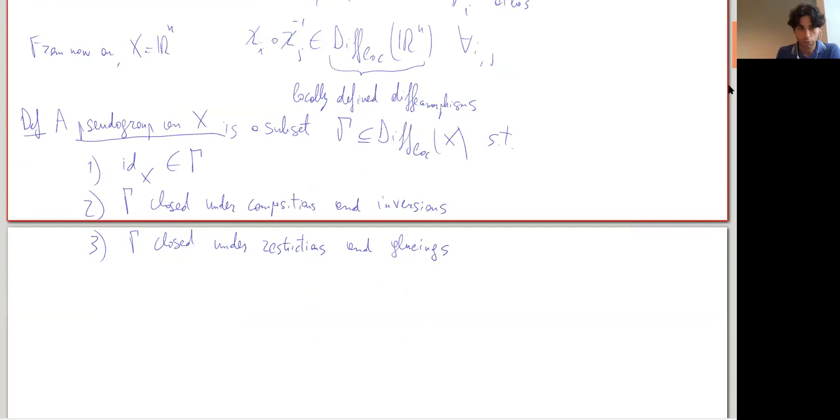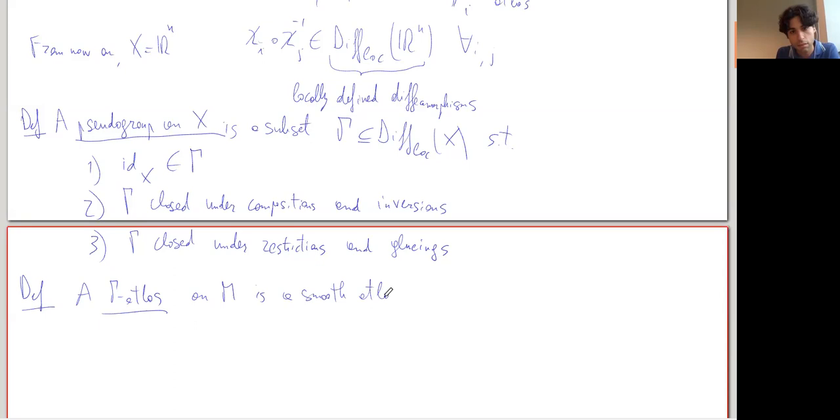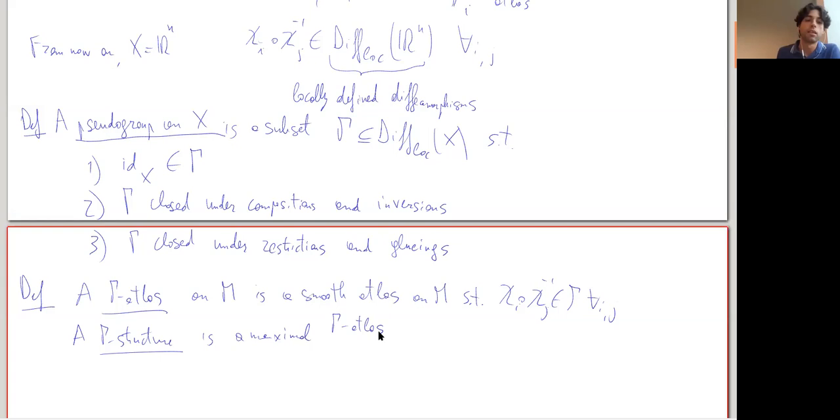Now, before giving you some examples, let me just say that the natural definition after that, in view of what I said earlier about atlases, is that we say that a gamma atlas on M is a smooth atlas on M such that the changes of coordinates belong to gamma for every i and j. So simply that. And then we also call a gamma structure a maximal gamma atlas, or an equivalence class of gamma atlases. So the nomenclature is such that if you take as gamma the pseudogroup with all the possible diffeomorphisms, then you just get a smooth atlas and a smooth structure with the usual terminology.